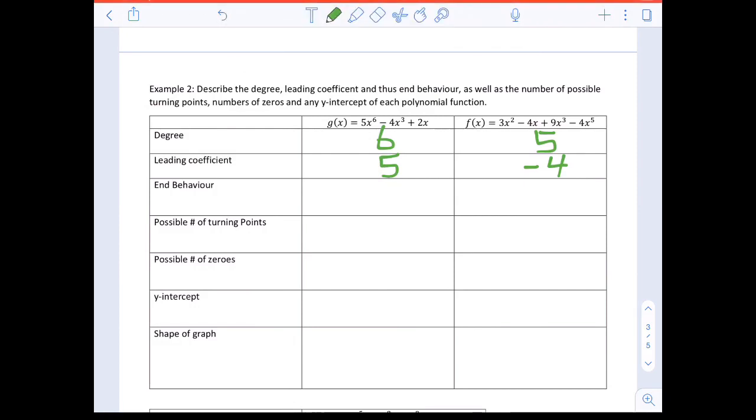In terms of end behavior, we know that since we have an even degree, we're going to have end behavior on the same side. For the one over here on the right, I see we have a degree of 4, so I know the end behavior is going to be on opposites.